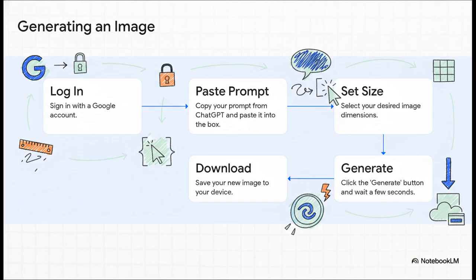And actually using it could not be simpler. You log in, paste in that detailed prompt we made in ChatGPT, and then, now this is important, set your image size. For a normal YouTube video, you're going to want that 16:9 aspect ratio. Then you just click Generate. And in seconds, boom, you've got a gorgeous piece of art for your story. You just rinse and repeat this for every scene you need.